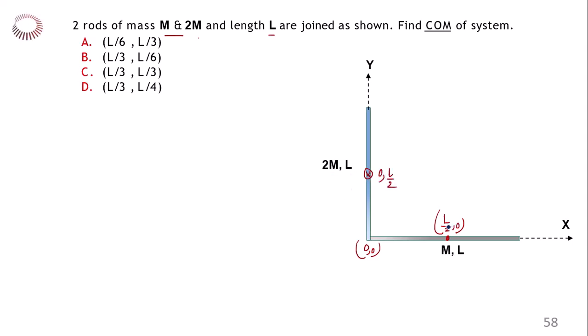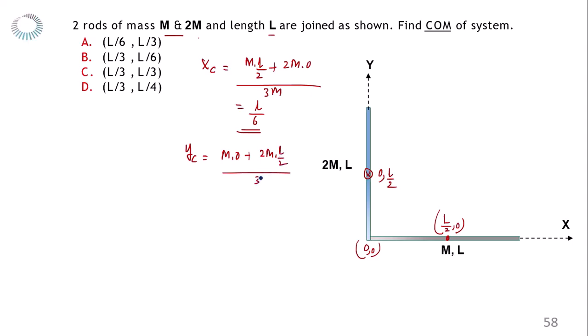Once I write these two coordinates, now I can calculate the position of x center of mass and y center of mass. X center of mass is equal to m into L by 2 plus 2m into 0, divided by 3m. That means L by 6. So the x coordinate is L by 6. The y coordinate is m into 0 plus 2m into L by 2, divided by 3m. That means I am getting L by 3. So L by 6 and L by 3 are the coordinates.